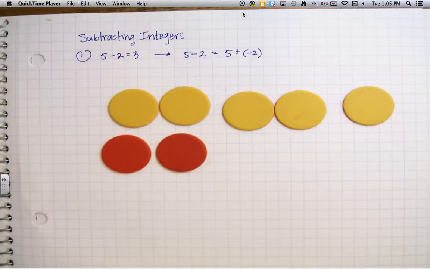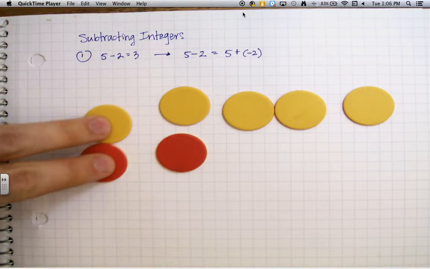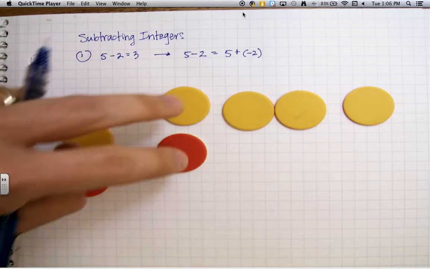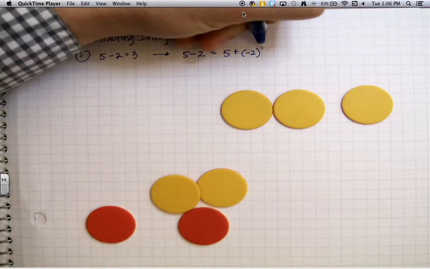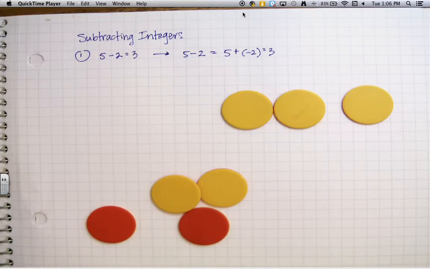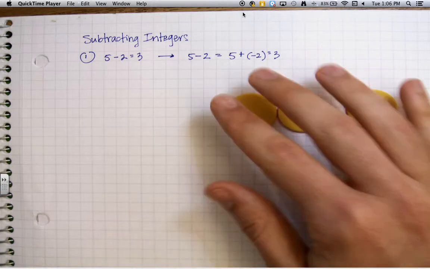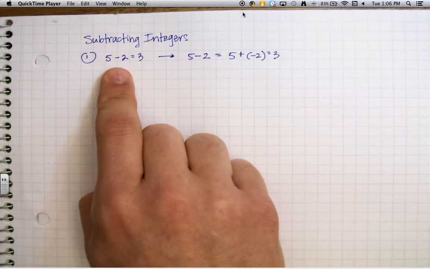And if we remember our 0 pairs, 1 yellow, 1 red is 0, 1 yellow, 1 red is 0, so I'm left with positive 3. So far so good, that seems to be working. You might ask, why would I go ahead and complicate a simple problem like 5 minus negative 2?